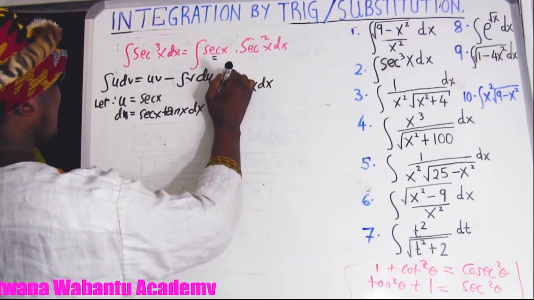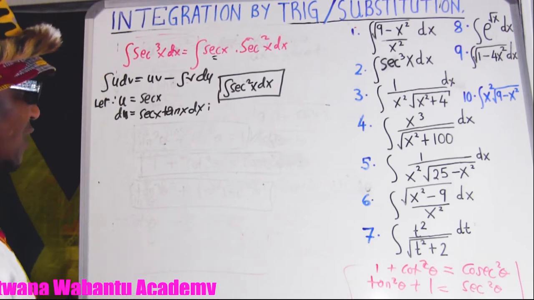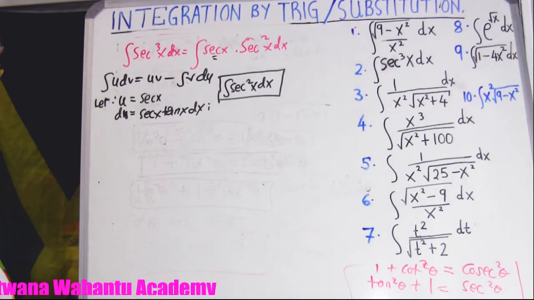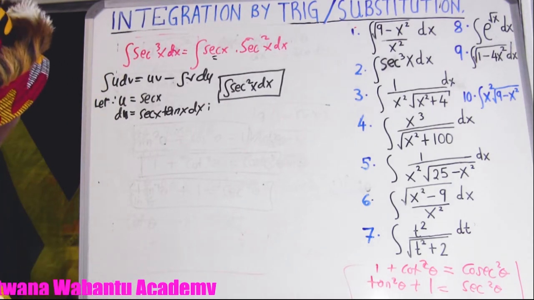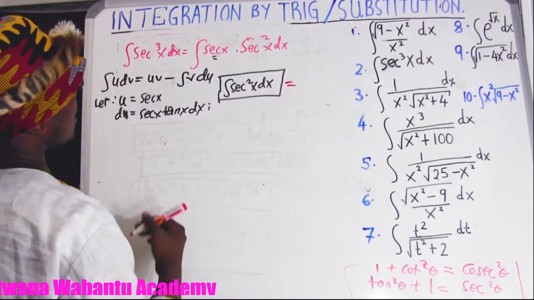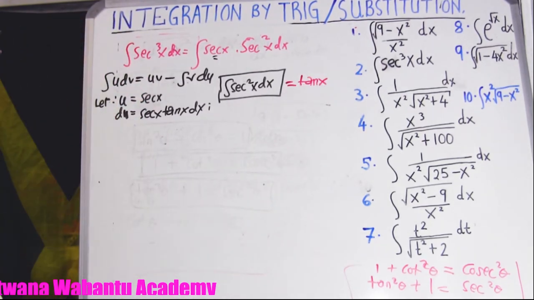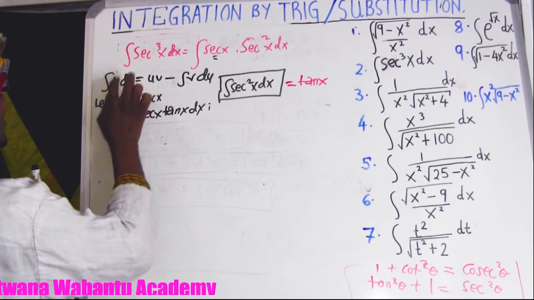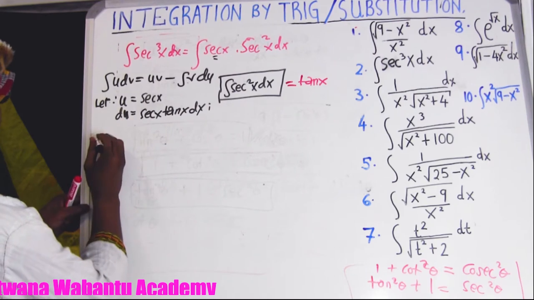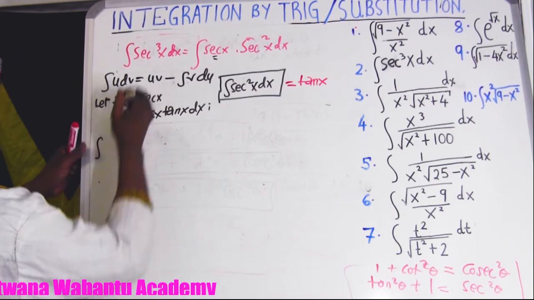Now we want to integrate sec squared. When you integrate sec squared, you get tan x. So I'm going to have to replace some stuff here. When you integrate this, it equals uv, or the integral of sec.